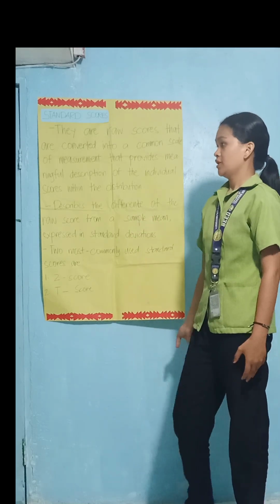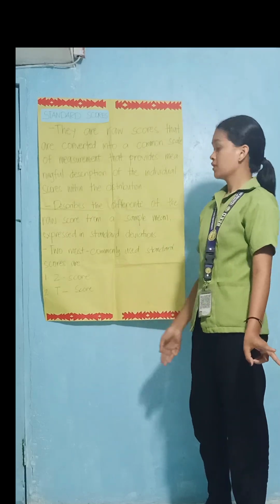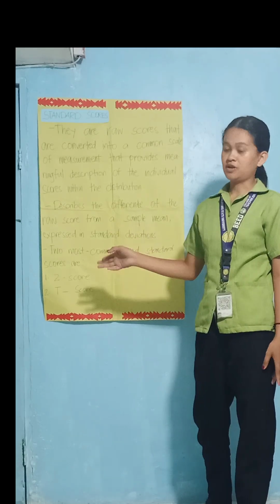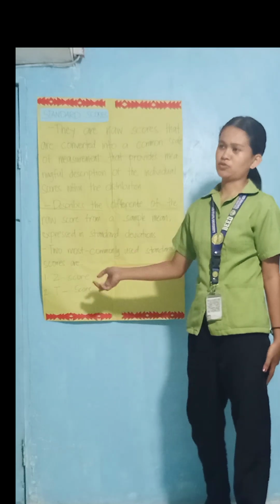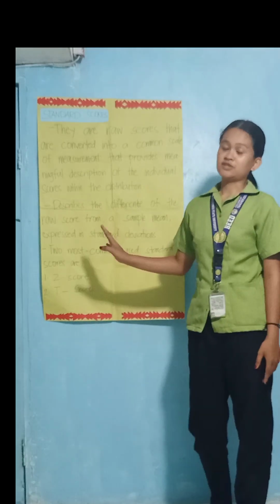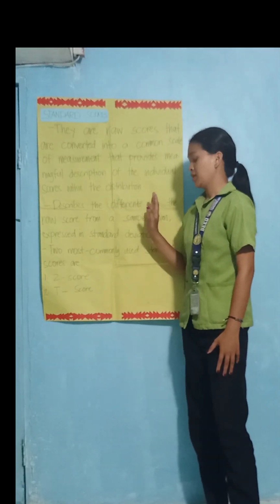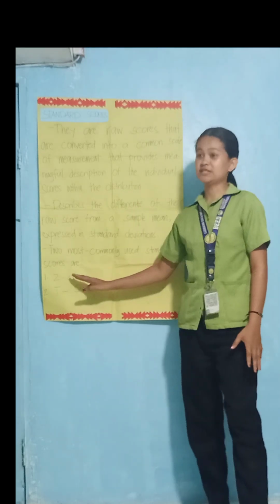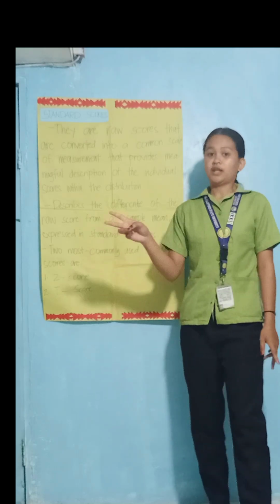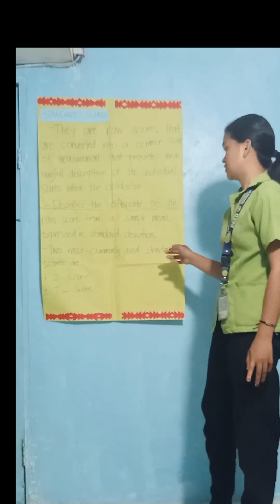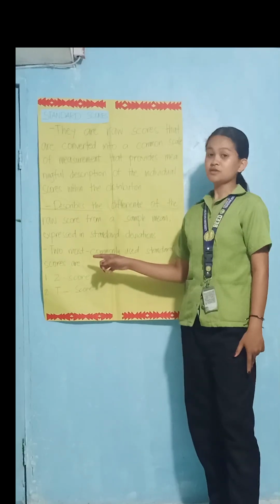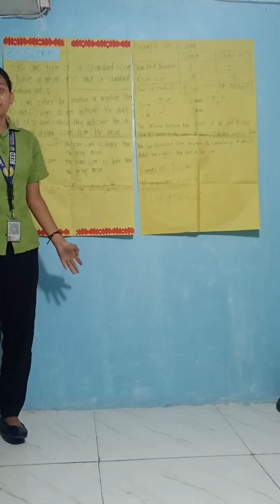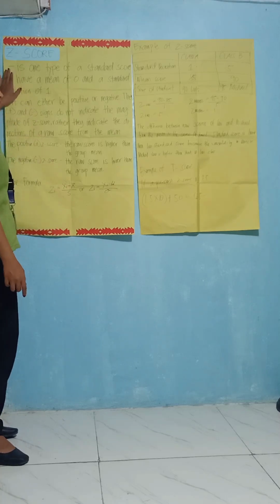So, the two most commonly used standard scores are number one, the Z-score, and number two, the T-score. So, the two most commonly used standard scores are the Z-score and the T-score. The first commonly used standard score is the Z-score.